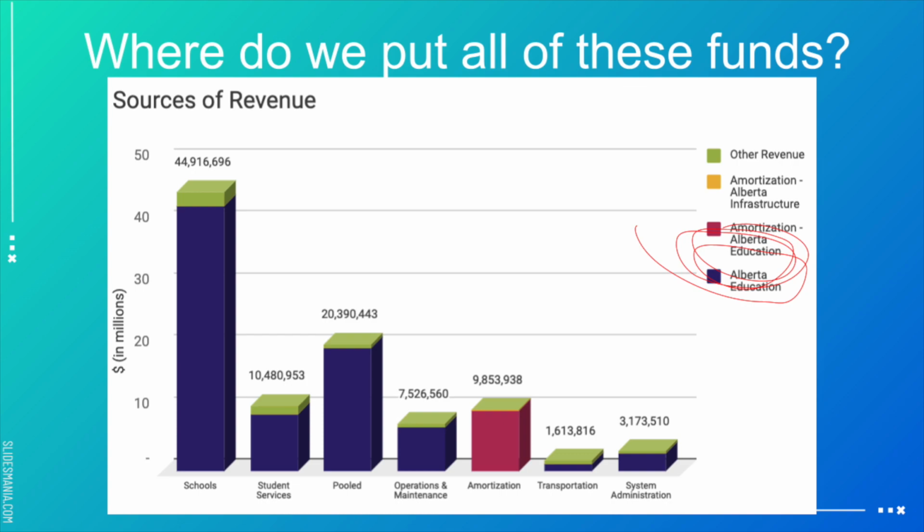They give us about $45 million for schools, $10.4 million for student services, $20 million for pooled, $7.5 million for operations and maintenance, $1.6 million for transportation, $3.2 million for system administration, and amortization is there as well, but that's nothing from Alberta Education there. As you will notice, there's no purple. So essentially, the first three columns are all about the instructional piece of our budget.